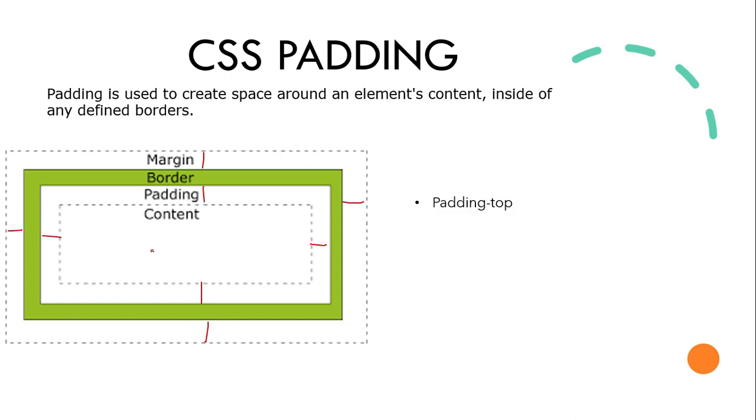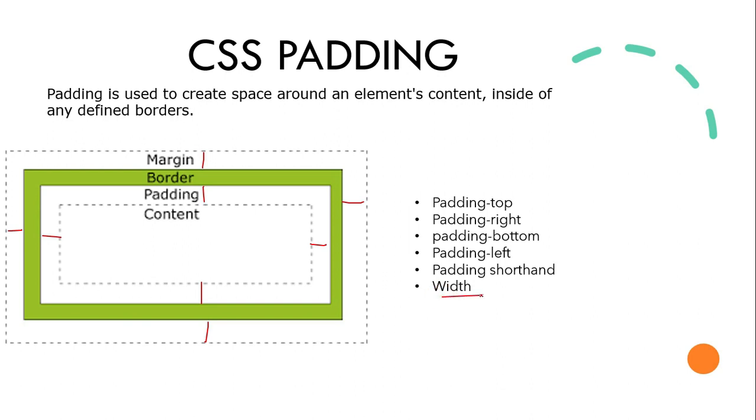In this video, we'll discuss the padding top property. After that, the padding right, padding bottom, padding left properties, and padding shorthand. It means we can define the padding top, right, bottom and left at once. After that, we'll discuss the width property, which is also an important concept in padding and margin. So let's understand the width also in this video. After that, we'll discuss box sizing: what is box sizing and why we use it.